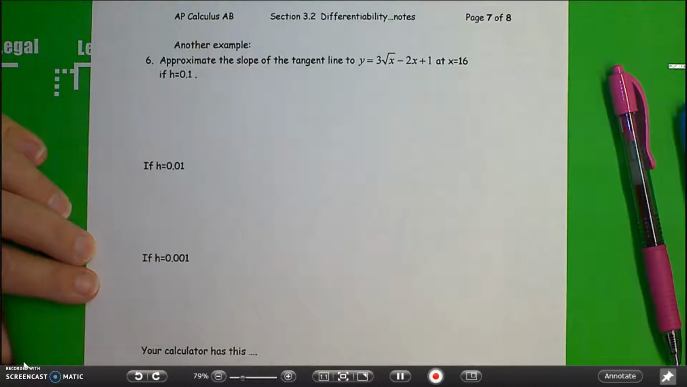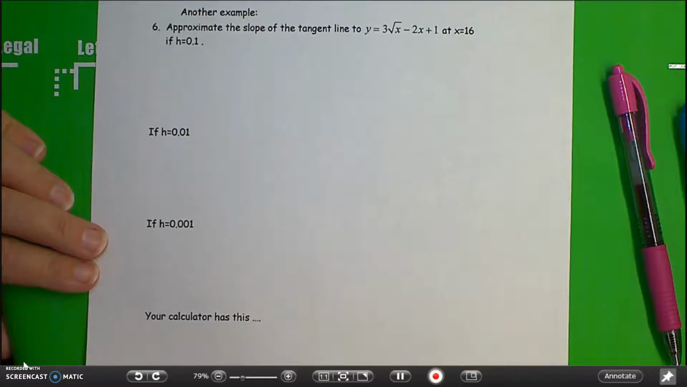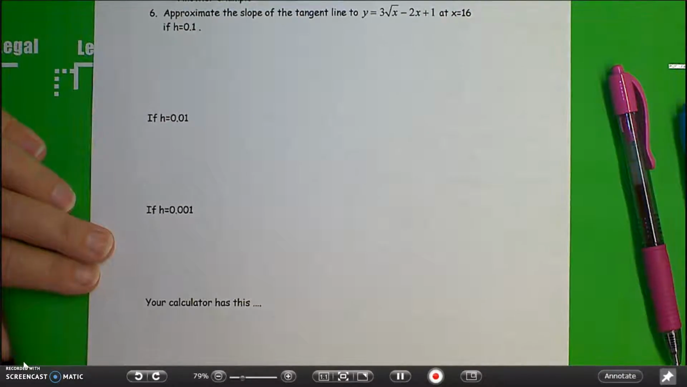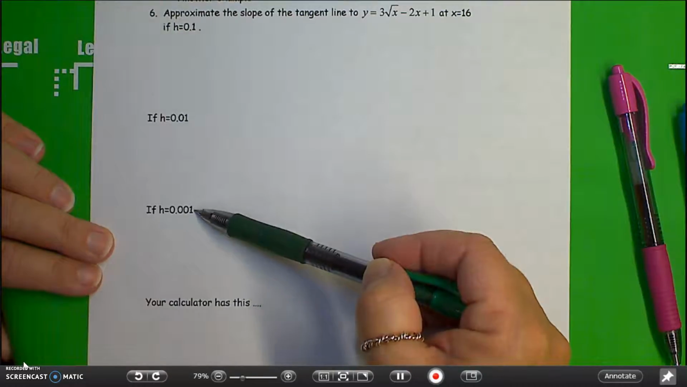This is section 3.2, day 7. I'm going to do an example with the symmetric difference quotient. Here it is. Approximate the slope of the tangent line to y equals 3 root x minus 2x plus 1 at x equals 16. And we're going to use 3 different tolerance levels.